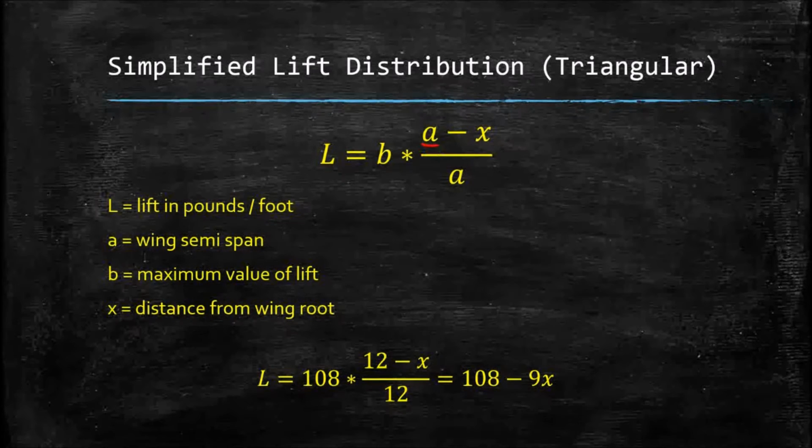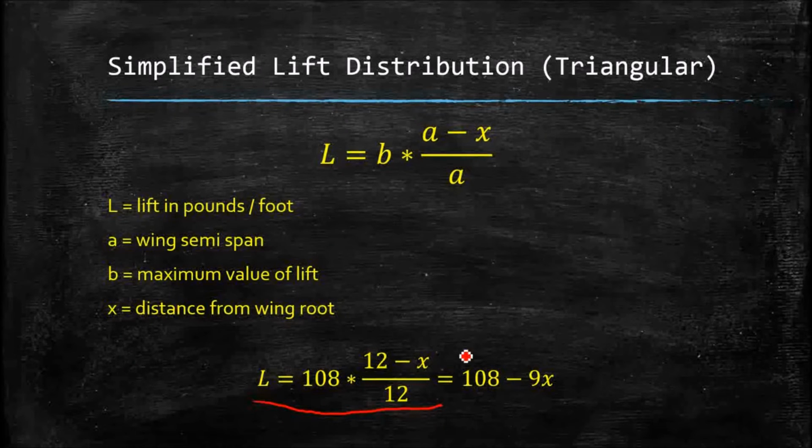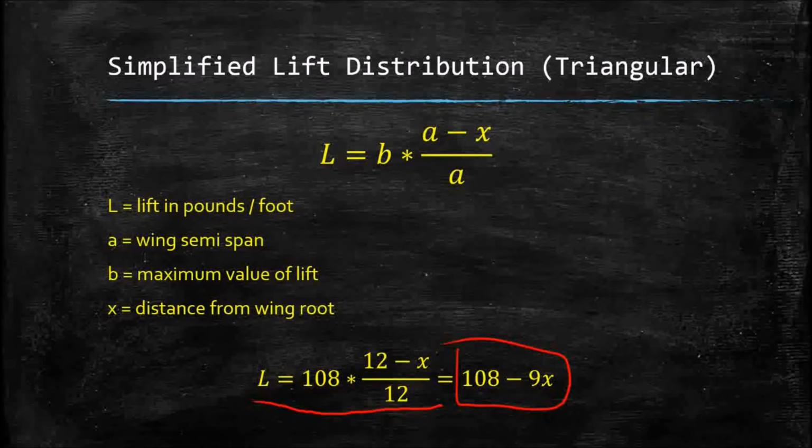A is the wing semi-span, the length of one wing, which is 12 feet. X is our variable, which starts at 0 at the wing root. And so we have an equation for lift as a function of X with all the numbers, and that simplifies to just simply 108 minus 9X.